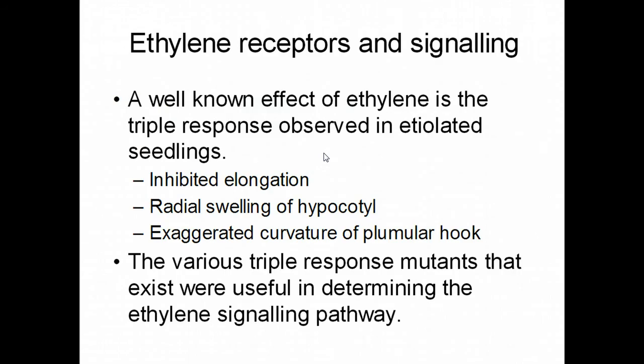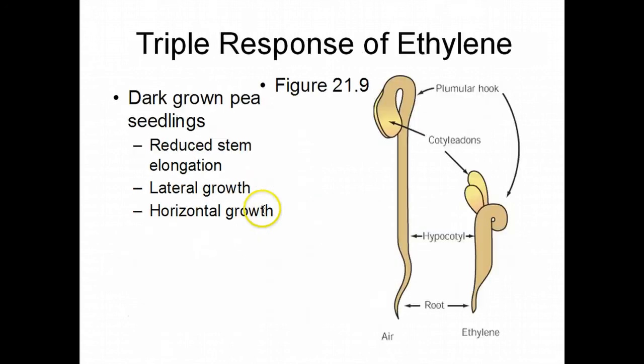Now, the ethylene pathway, most of what we know about ethylene has come from using Arabidopsis. And something that is very classic is known as the triple response, where in the seedling it inhibits elongation, it causes swelling of the radicle, or the hypocotyl, and you get an exaggerated curvature. And the reason why these are important is because we can look for mutants, and we'll talk about that Wednesday.